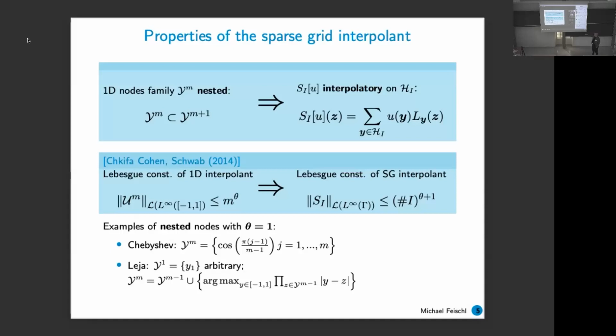Another example would be Leja nodes, which have a very nice construction actually. So if you start with one arbitrary starting point, and to generate the next point, you just maximize this quantity here. So in a way, you maximize the distance to all your previous points, and there you put the next point. And that's what we call Leja nodes. And you can also show that they have this desired property. And here the advantage is that you can actually increase your set of interpolation nodes by one and still get nestedness. The disadvantage is that this problem is not so straightforward to solve. So you do not have explicit formulas for your nodes.